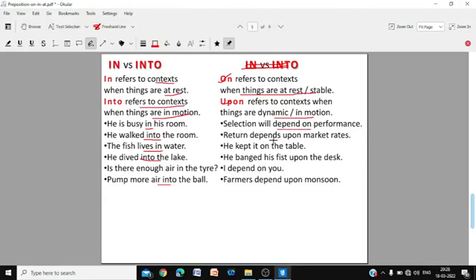Selection will depend on performance, a stable condition. Return depends upon market rates because market rates go up and down, dynamic, always changing. He kept it on the table. He banged his fist upon the desk, banging, motion of the hand. I depend on you. Farmers depend upon monsoon. The monsoon is always uncertain. It is always fluctuating when it will come.